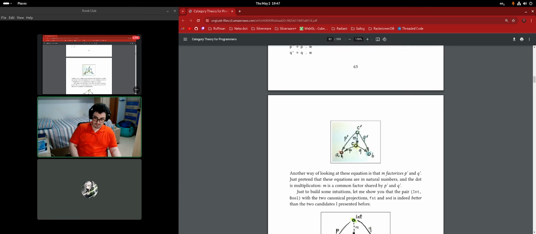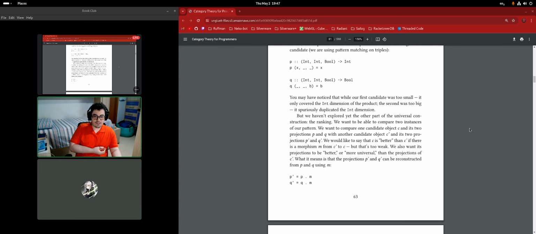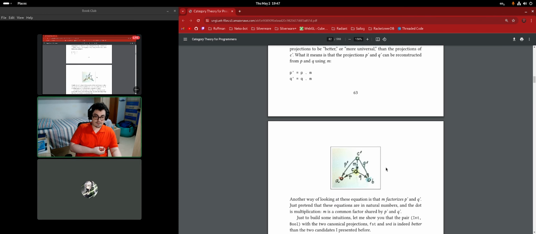And here's the image, right? So it's basically saying that if this P prime and Q prime factor through M, composing with P and Q respectively, they are weaker. So there's a term called factorizes. I have a question. Is M unique? No, not necessarily.